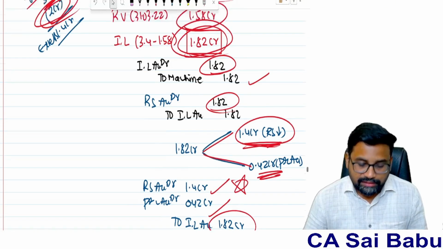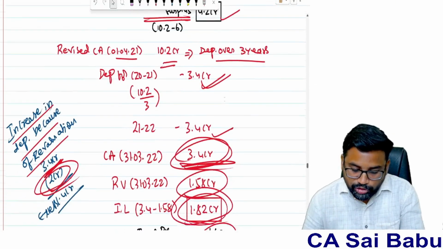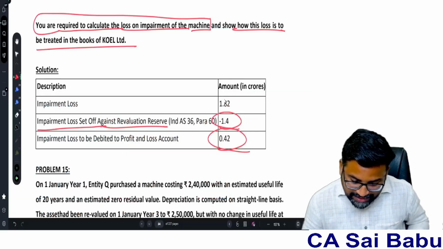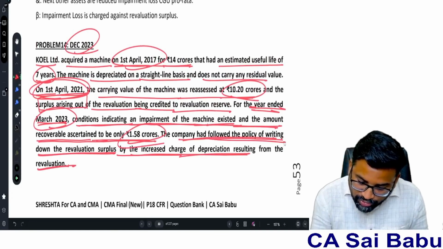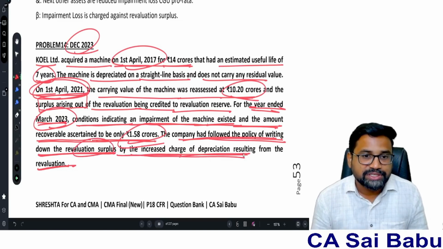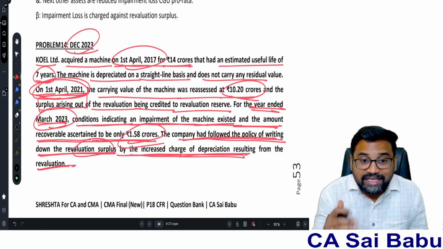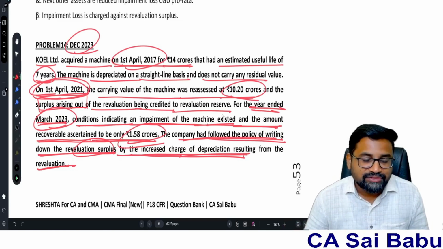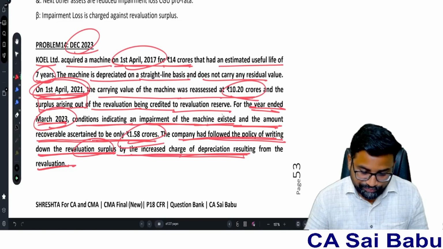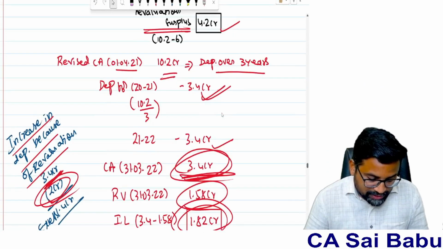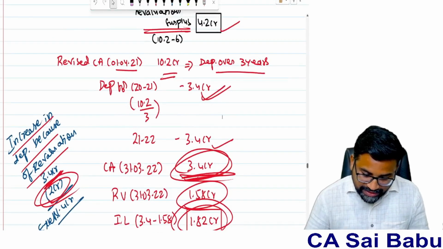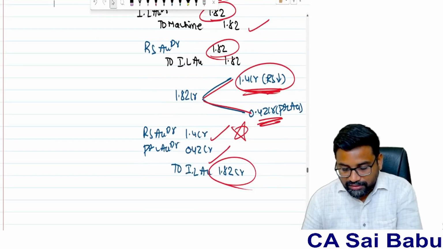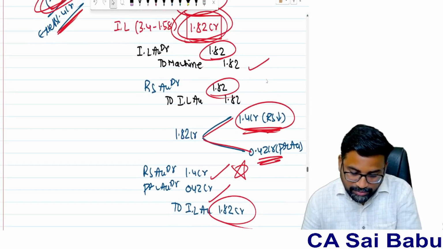So here basically there is an impairment loss of 4, revaluation surplus of 4.2. You may ask, sir, this entire impairment loss, why you have not adjusted with revaluation surplus? Because in the question they clearly said that the company had followed the policy of writing down the revaluation surplus by increased charge of depreciation. So what we need to do is, after revaluation of the asset, what is the depreciation? 3.4 crores. What is the normal depreciation? Only 2 crores. So what will be the excess? 3.4 minus 2 crores, so excess is 1.4 crores. So that excess only we adjust it. Remaining we transfer it to P&L account.